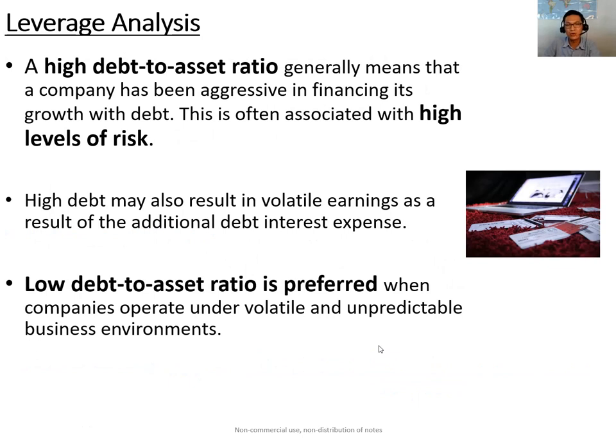If the company shows a high debt to asset ratio, meaning more than 30%, it means that the company is very aggressive in financing their growth with debt. It can be very risky, and also the high debt can result in very volatile earnings because the company needs to pay high interest expense on the debt. So if a company operates in a very volatile and unpredictable business environment, we prefer to have the debt to asset ratio be as low as possible.